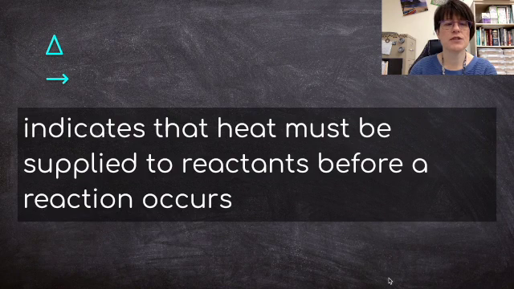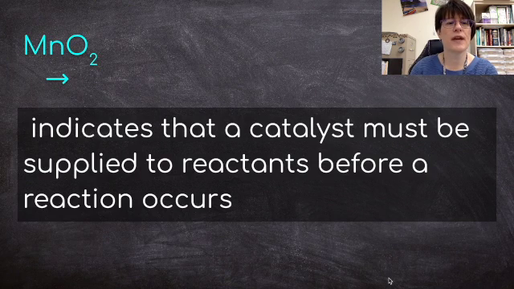A delta, which is a triangle over the arrow, indicates that heat must be supplied to reactants before a reaction occurs. It looks kind of like the flame at the top of your Bunsen burner. And an arrow with a chemical written over top of it, a formula, indicates that a catalyst must be supplied to reactants before a reaction occurs. And we'll talk about a catalyst in a minute. Now, usually the arrow goes the whole length under the catalyst, with the limitations of my being able to type this. It's a little short, so make your arrow long enough that it goes under the whole manganese oxide.